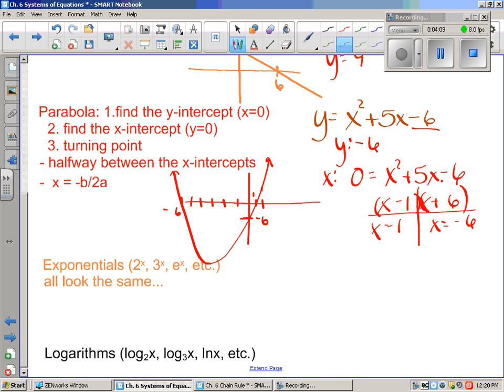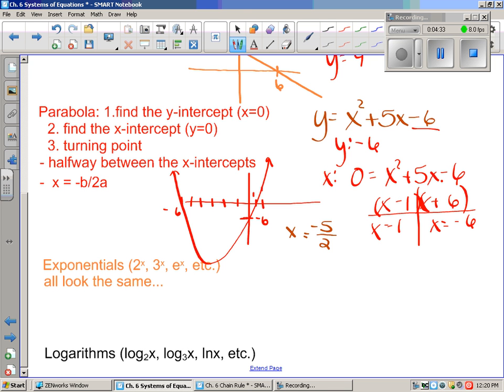My turning point. Where is the turning point? How do you find the turning point? Halfway between your x-intercepts. If that's not so obvious to you, then what we want to do is negative b over 2a, which simply means negative b would be negative 5 over 2 times 1. So it's negative 5 halves.